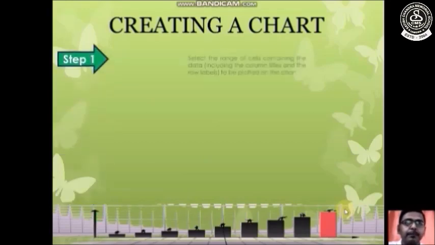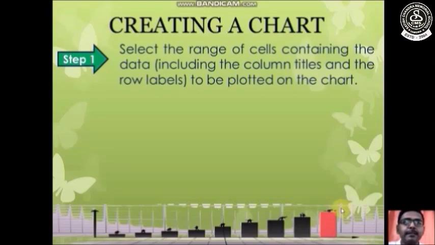Step number 1. Select the range of cells containing the data including the column titles and the row labels to be plotted on the chart. Column titles and row labels all to be selected.